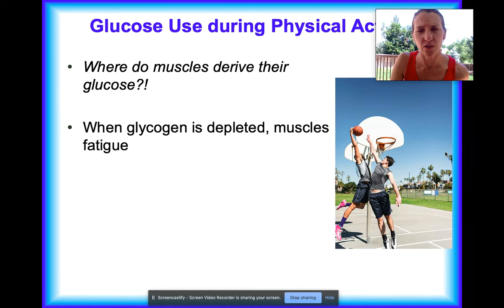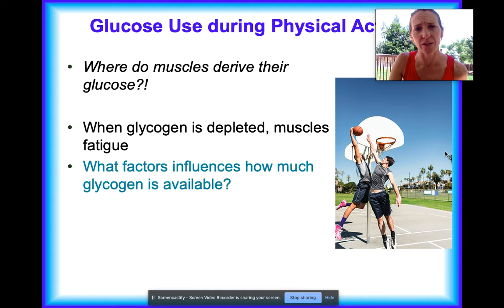Another key point, so glucose use during physical activity is key, right? So when the glycogen is depleted, that's when the muscles are going to fatigue. So, things like hitting the wall in a marathon.